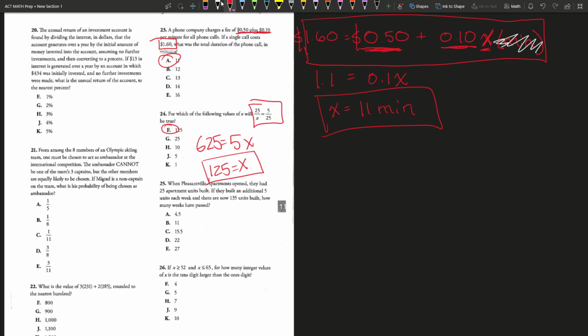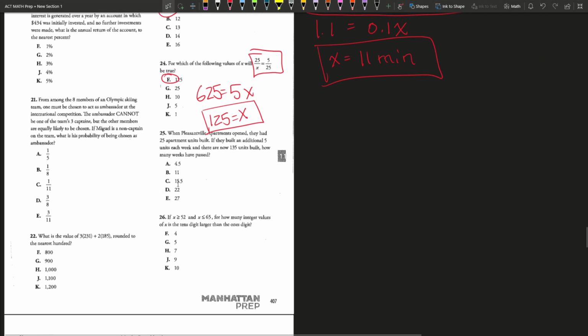I want to do one more rate of change one, because we only did one of those. So let's do 25. When Pleasantville Apartments opened, they had 25 apartment units built. If they built an additional 5 units each week, and there are now 135 units, how many weeks have passed? Okay, so what equation would capture that question?